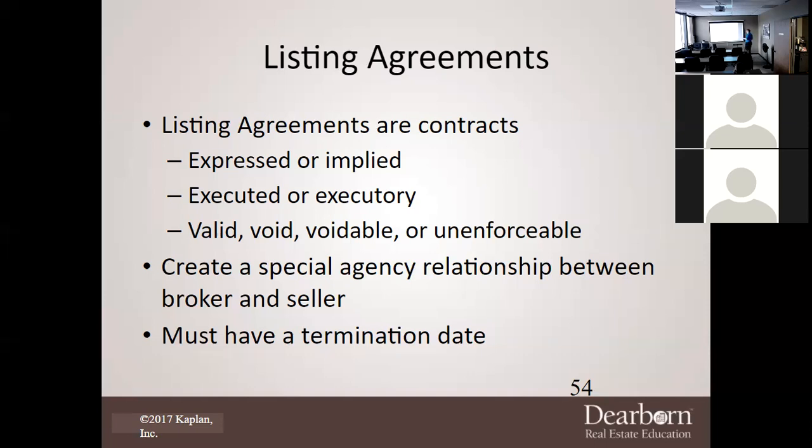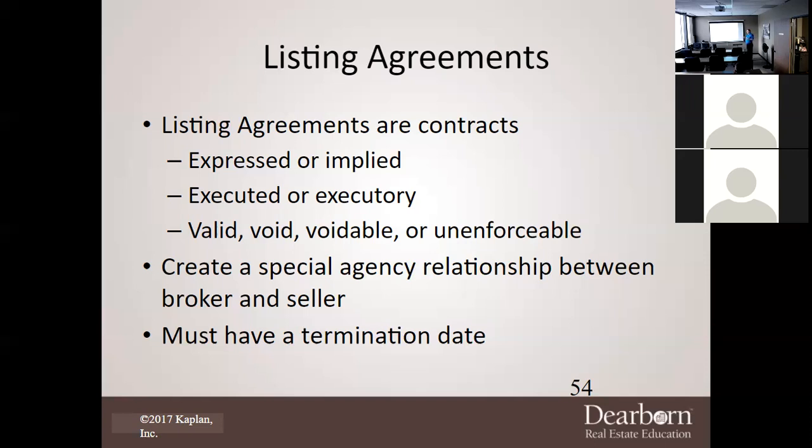So Travis, for example, you do a presentation to Mr. Eugene, you can't go to Mr. Eugene and say, well, I'm going to sign you in a 50-year listing contract. Can't do that. Mr. Eugene, if you were to do that, would probably say, it's going to take you 50 years to sell my house? I'm going to go somewhere else. So, again, the termination date must be reasonable.